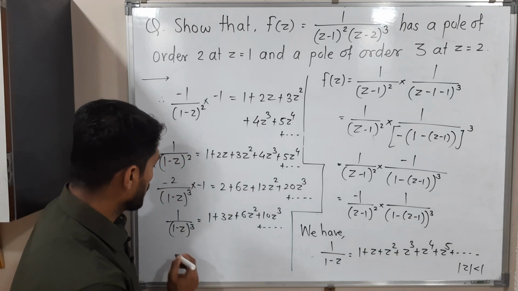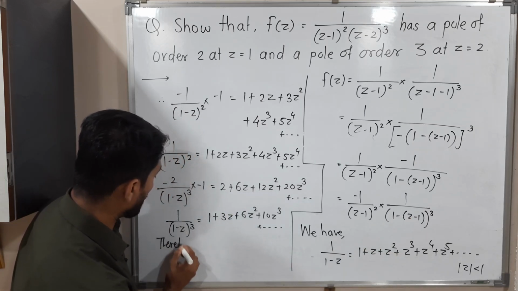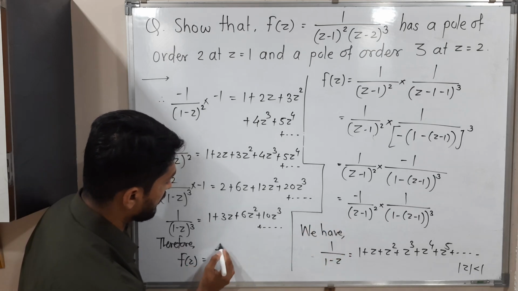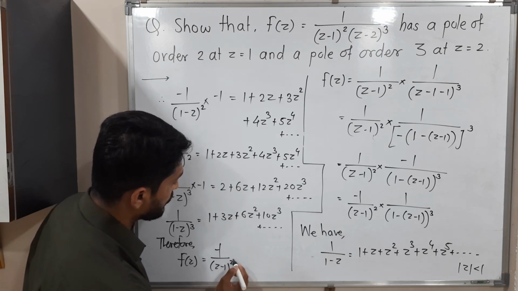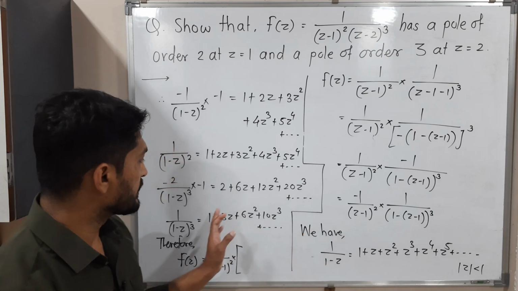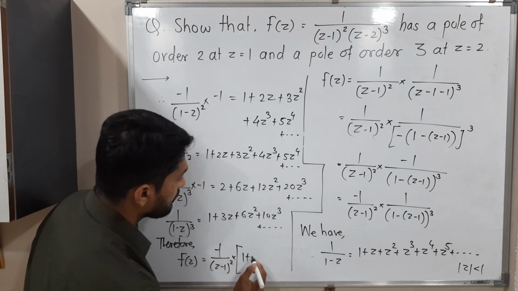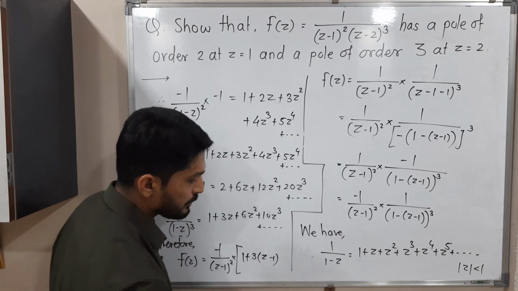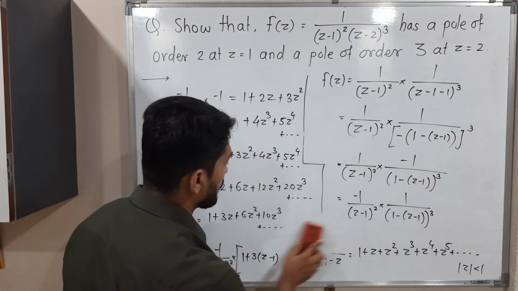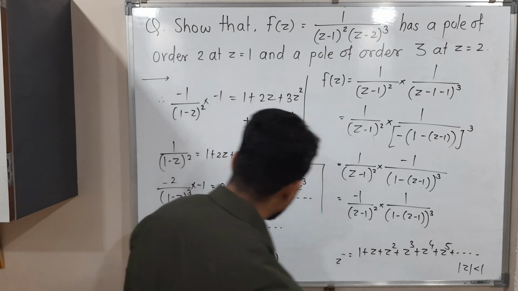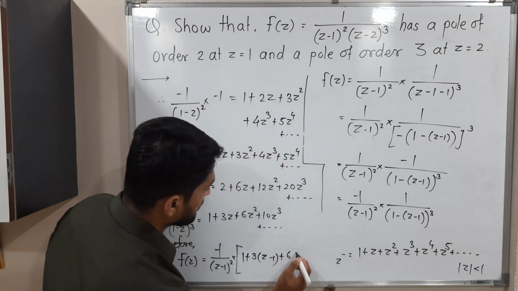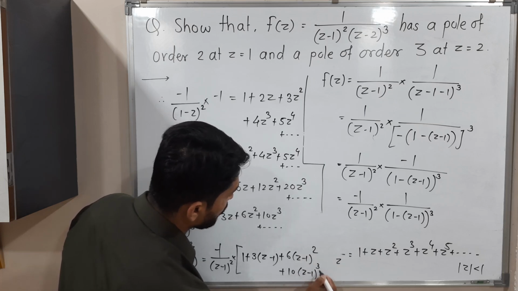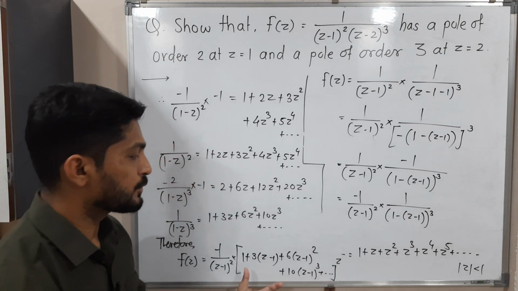Let us use it. Therefore you can write, f of z is equal to, the first term is minus 1 upon z minus 1 square into, I am going to use this series, 1 plus 3 into, in place of z, we have z minus 1. Let me remove this part so we will have some more space to write. After that, plus 6 into z minus 1 square plus 10 into z minus 1 cube plus and so on. Okay, so this is the series we got.